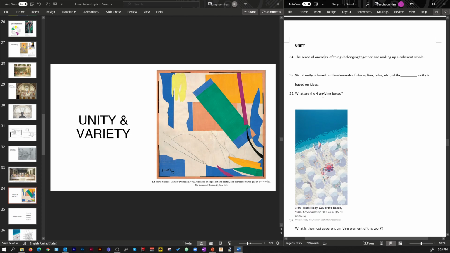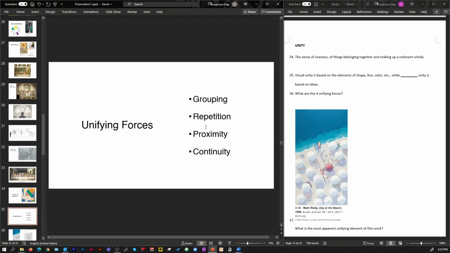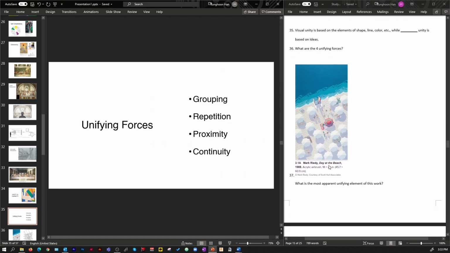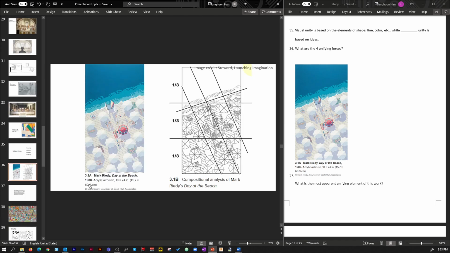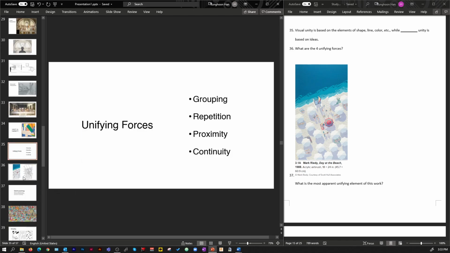And what are the four unifying forces? We talked about how grouping, repetition, proximity and continuity are the four unifying forces. So what is the most apparent unifying element of this work? In this work, that will be the repetition of shape, this umbrella shape, here and there.